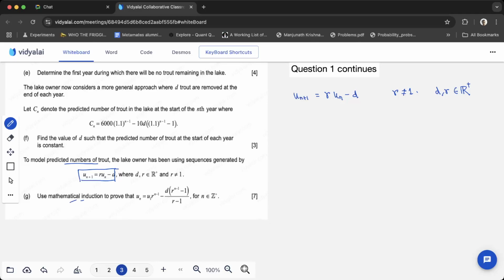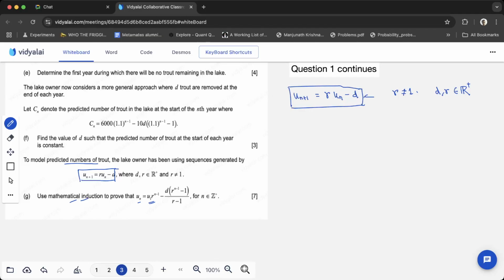So use mathematical induction to prove that un can be written in terms of the initial value u1, and r, n and d. Basically, this is a closed form equation as a function of n, as opposed to the recurrence relation that is given initially. We have been using closed form expressions for Tn's and Dn's and Cn's. Here we will have to prove it. So let's go ahead. This is the recurrence relation.